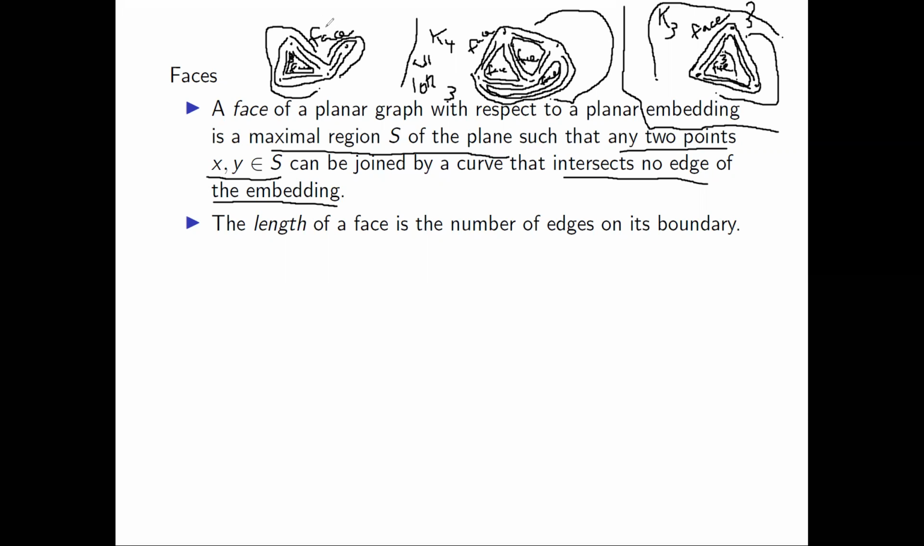The outer face, let's count that. So let's start from the actual vertex. So here's the vertex. And then let's count how many edges we have to go through to get back to this vertex. So we go 1, 2, 3, 4, 5.